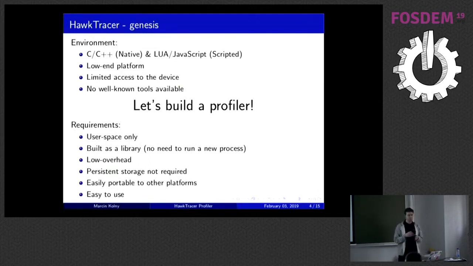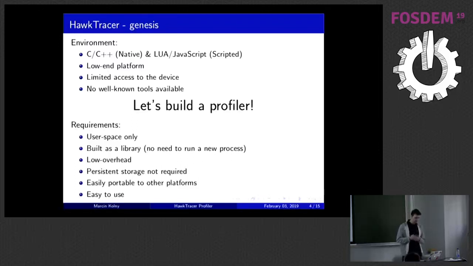First of all, we are only targeting user space profiling. Obviously, for those limited platforms, we couldn't even load anything to kernel, so user space only. We needed to build it as a library because, as I said, we can't run another process, so it needs to be embedded to the application itself. Since those devices are sometimes very low-end devices, like a single-core CPU, 600, 900 megahertz. Well, for some people it's not really low-end, but for us it is.